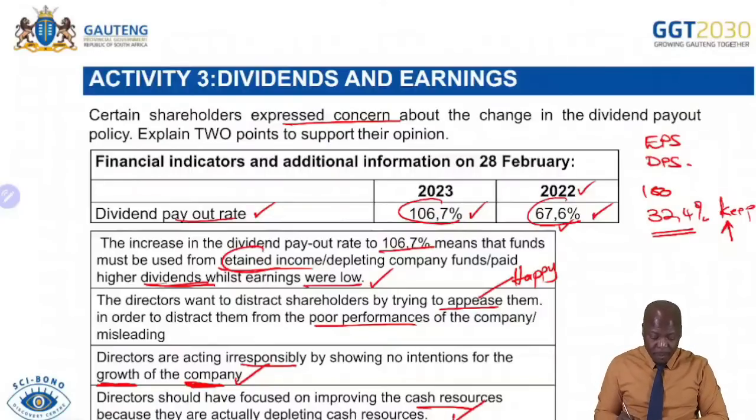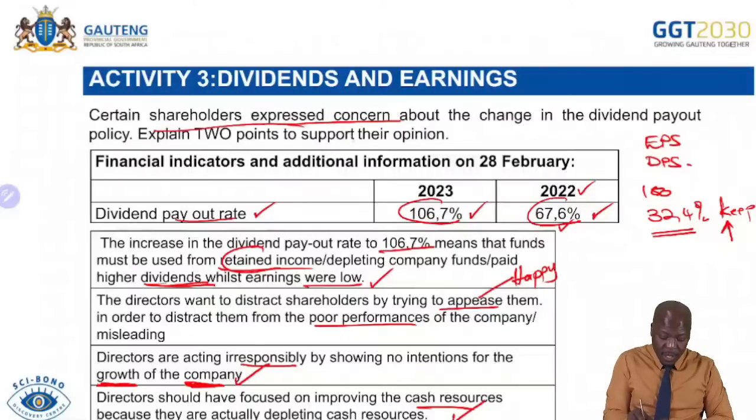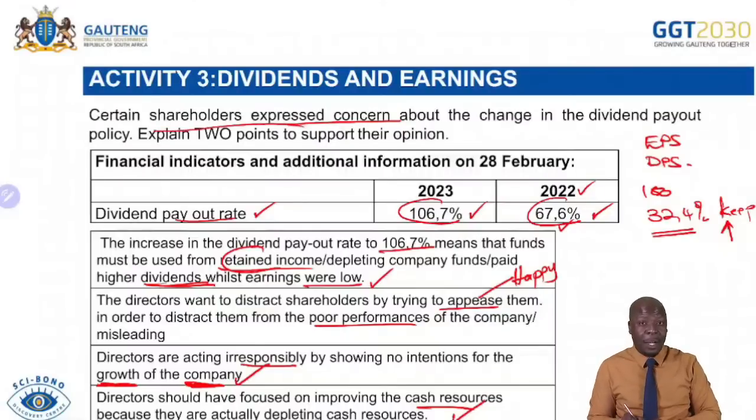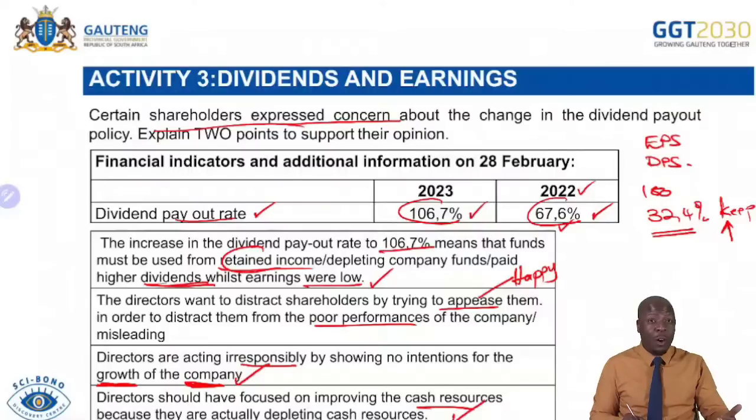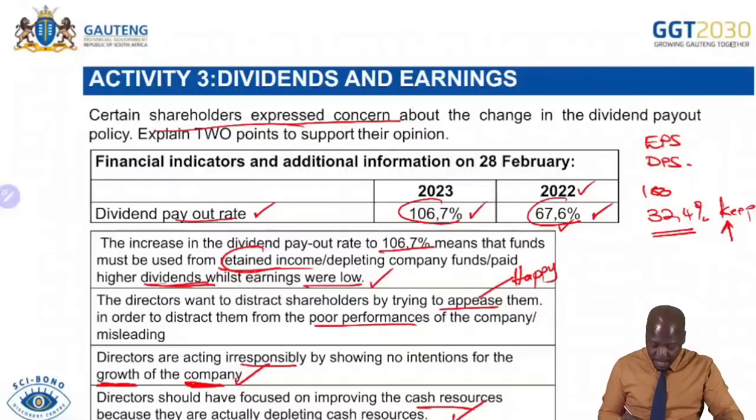So you can see why certain shareholders have expressed concern, because the company is not performing well and the directors have decided to give more dividends. More dividends. All right, let's go on now to the next question.